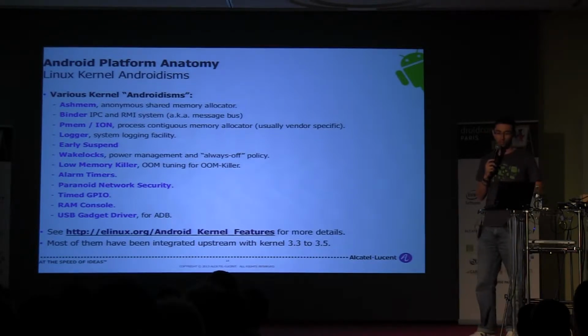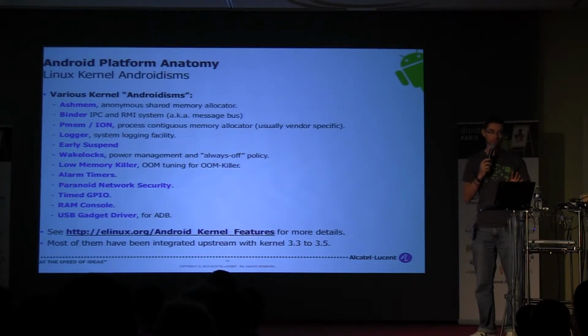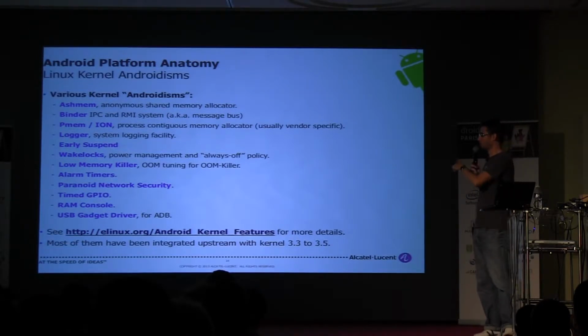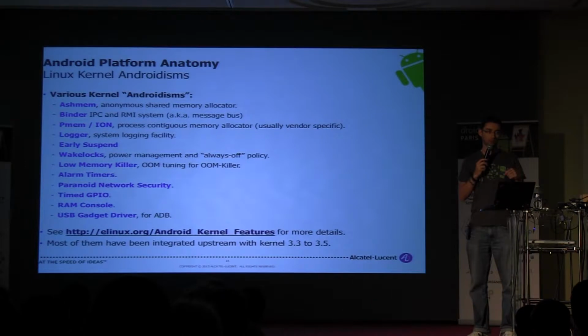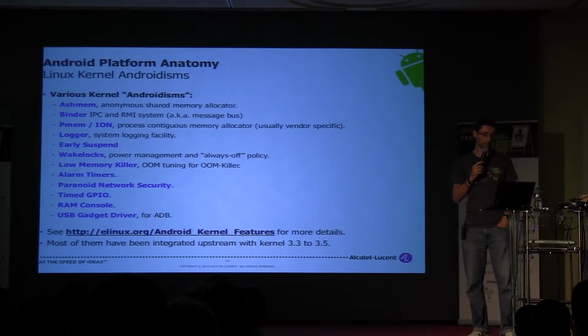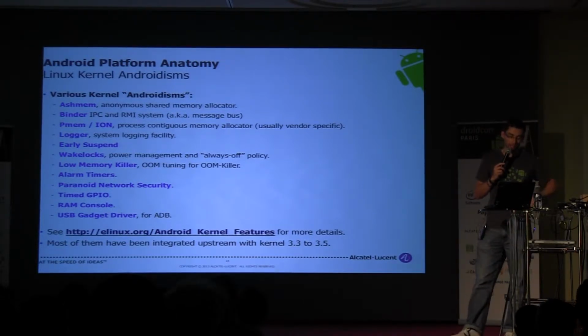Most of them have been integrated upstream by kernels 3.3 to 3.5. So it took them 4 years to actually be able to integrate them. And if you remember one of the first slides that I showed you, all the devices right now, even Jelly Bean 4.2, are still using the 3.0 kernel. So none of them are using the official trees. Still, Android has added many patches to the Linux kernel.